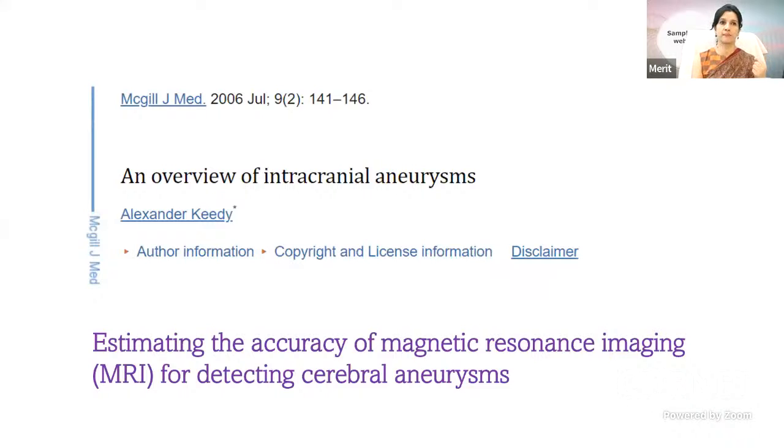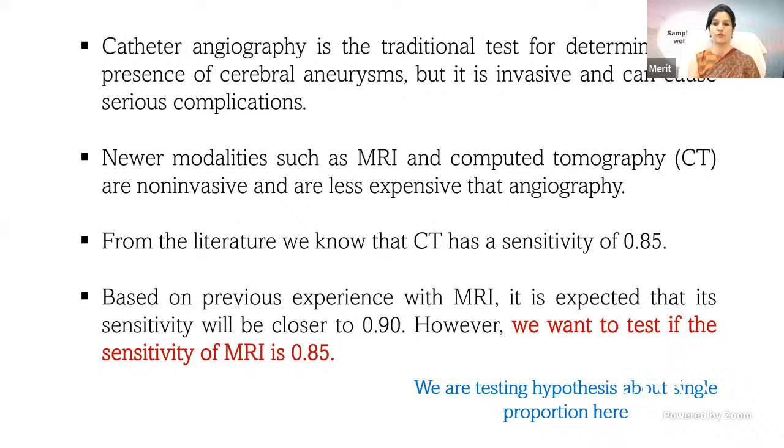So now this is one example. Here, I have to measure the accuracy of MRI for detecting cerebral aneurysm. Catheter angiography is the gold standard, or the traditional test, for the presence of cerebral aneurysm. And we have discussed that although there is a gold standard, that gold standard can be very costly, it can be invasive, it can be suffocating, and it can be not accepted by the patient.